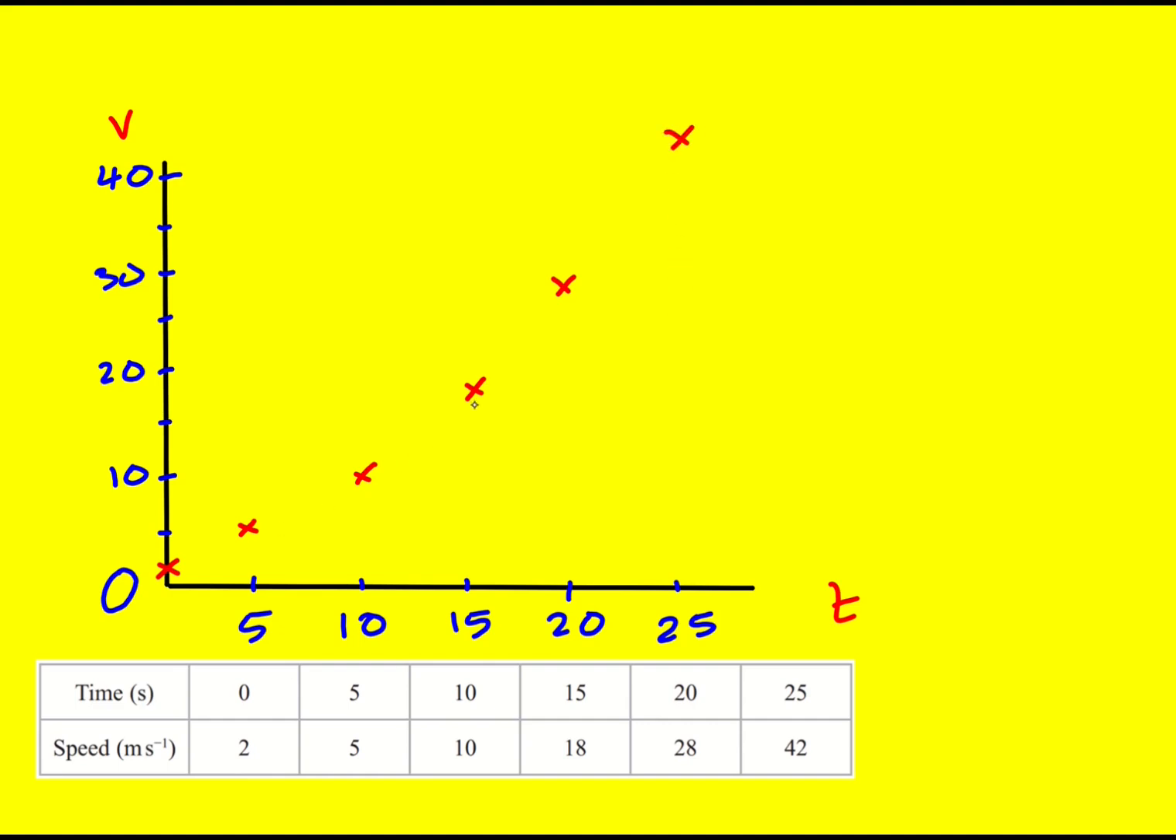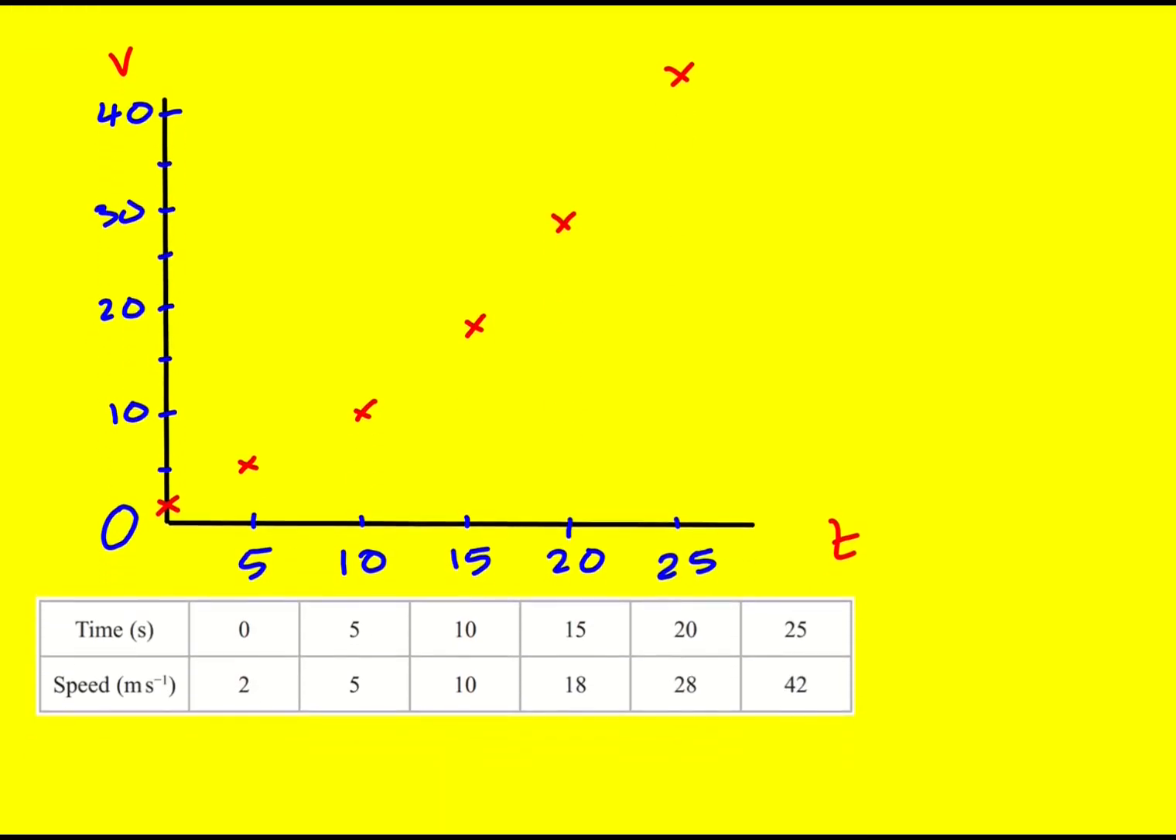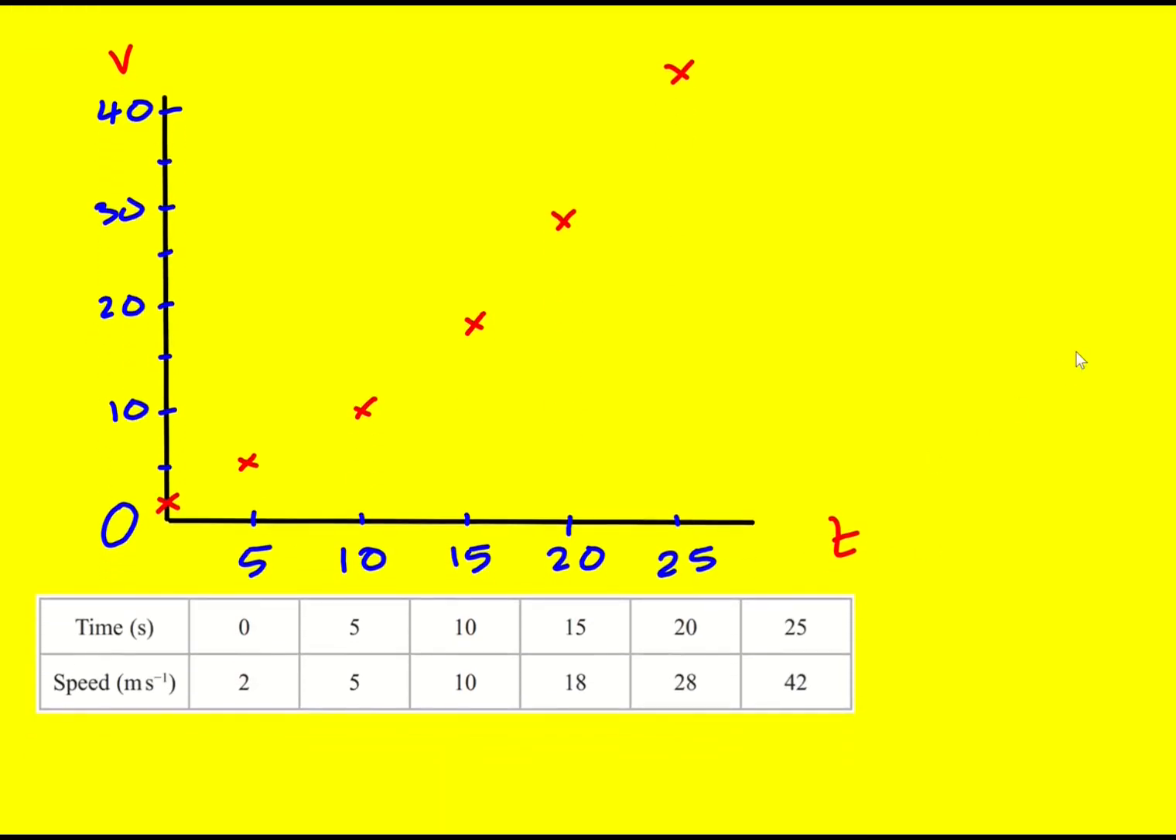Okay, so we can see it's going up. Looks a little bit like a quadratic. We don't know that it's a quadratic, of course. Okay, and using that, we want to find an estimate for the length of the runway. So actually, that's going to be the distance traveled in that time. And this is given by the area under the graph. Of course, we've only got points here. We don't actually have a curve.